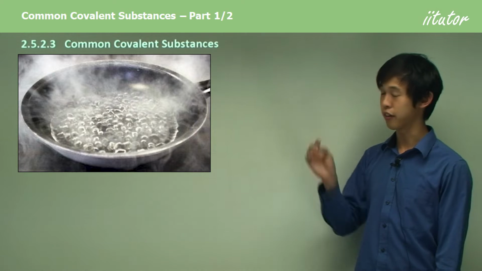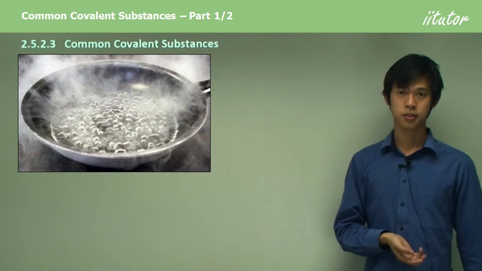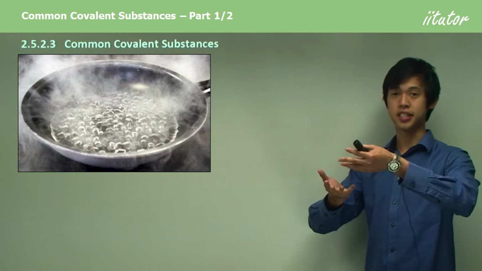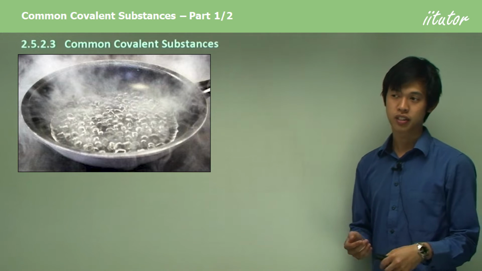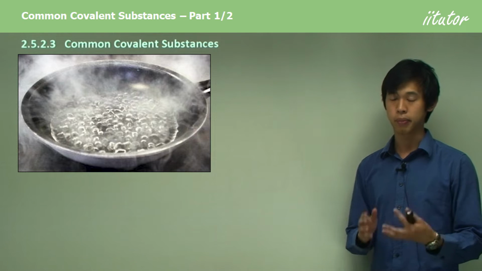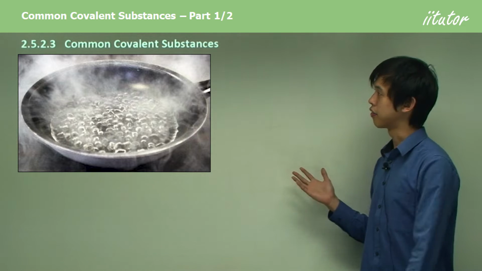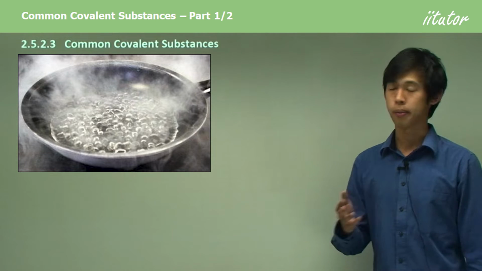In today's lesson, we're going to focus on common covalent substances that we see in everyday life. In the previous lesson, we looked at all these different types of bonding, and we've seen different examples of those, like metallic and ionic substances. So now we're going to look at common examples of covalent substances in our environment.